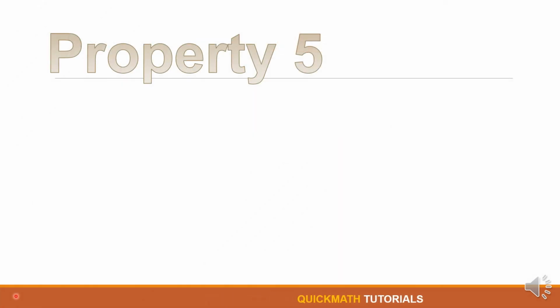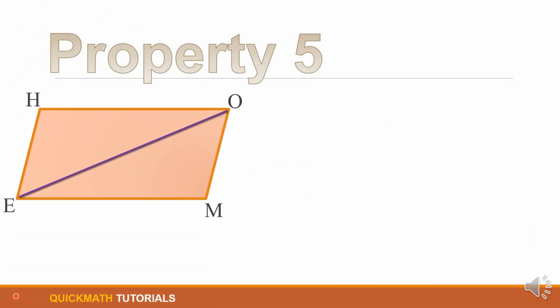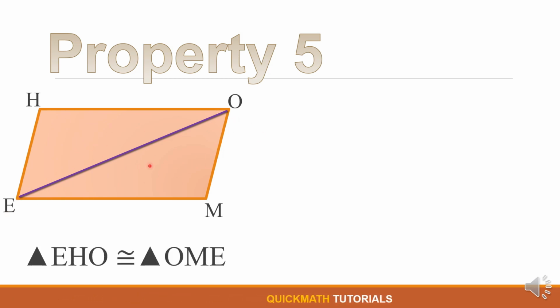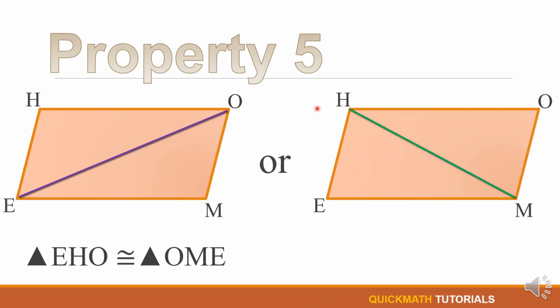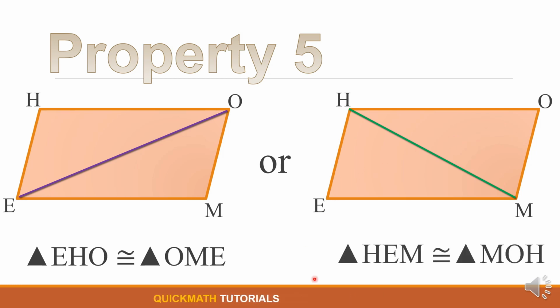For property number 5, in illustration, we have this diagonal EO. Thus, these two triangles are congruent. Or we can also have this diagonal, thus these two triangles are congruent. Now, we are done proving the 5 properties of a parallelogram. For my next video, we will now use these properties in solving the triangles.